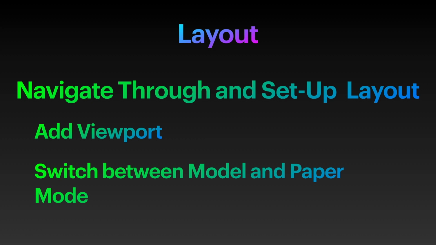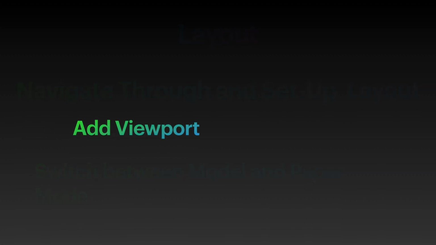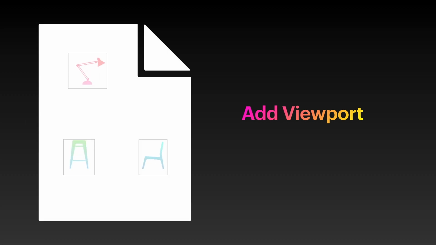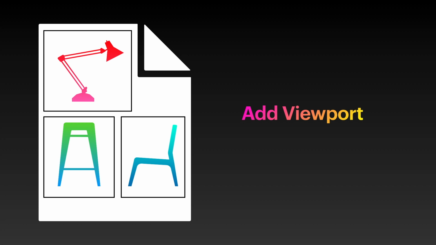Great! You learned how to navigate through and set up layout for the first time. Now, let's add a viewport in your paper. A layout viewport is an object that is created in paper space to display a scaled view of model space. You can think of it as a closed-circuit TV monitor that displays part of a model space.